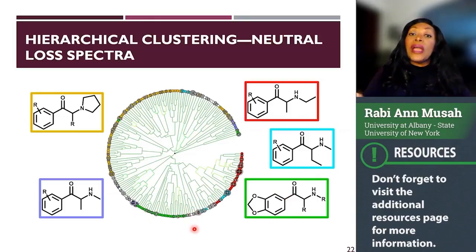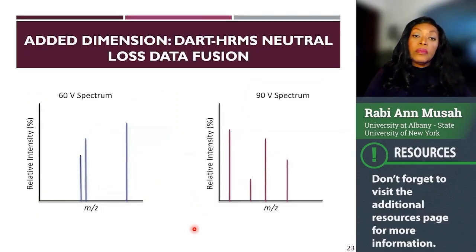And what this means is that if you have an unknown and you can generate its neutral loss spectrum, you can screen it against the dendrogram, and depending upon where it falls, will tell you something about what the structure is likely to be or what its main features are.